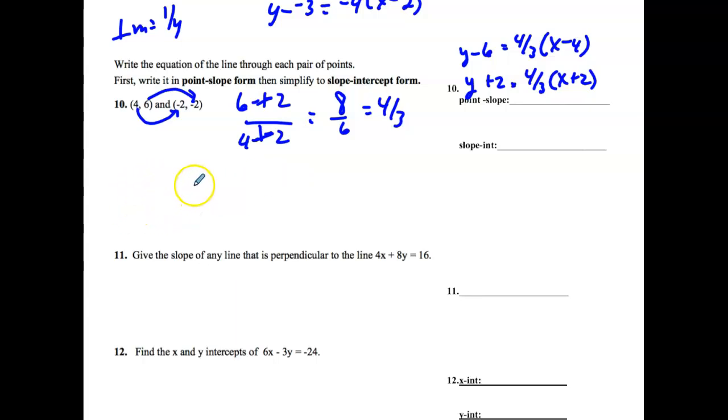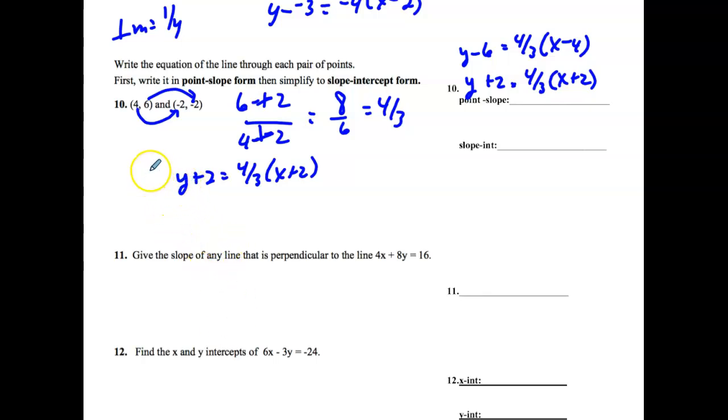Slope intercept, though, you're going to get the same thing. I'm going to go ahead and use y plus 2 equals 4/3 times x plus 2. So we're going to slope intercept. You could distribute, but then you get another fraction here. It's up to you. You could distribute, get a fraction, and then just use your calculator to get the rest of the answer.